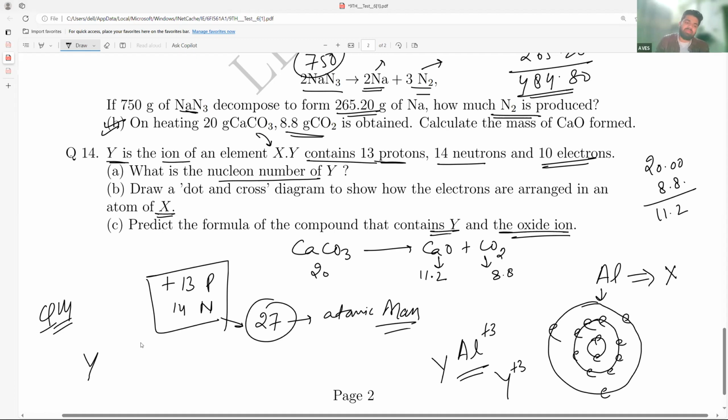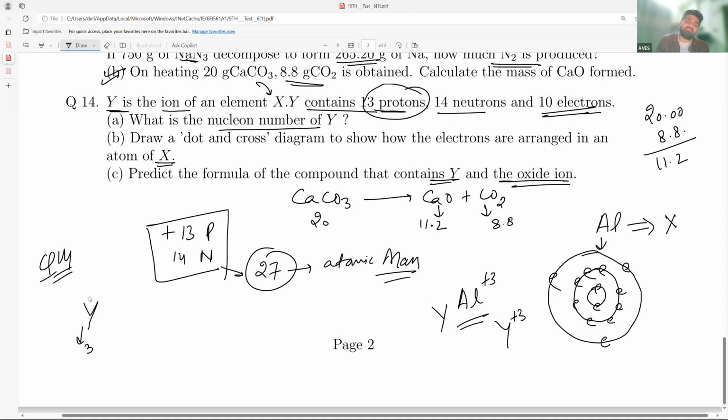So Y is aluminium and oxygen, it has valency 3. Why valency 3? Because it has lost 3 electrons. How do we know that it has lost 3 electrons? Because it has 10 electrons right now, and the number of electrons should be equal to the number of protons. So it should have 13 electrons also, but it has only 10. So it means it has lost 3. And if it has lost 3, its valency is plus 3. And oxide ion has valency 2. So you cross multiply, and you will get the answer as Y2O3. This is the formula. Predict the formula.